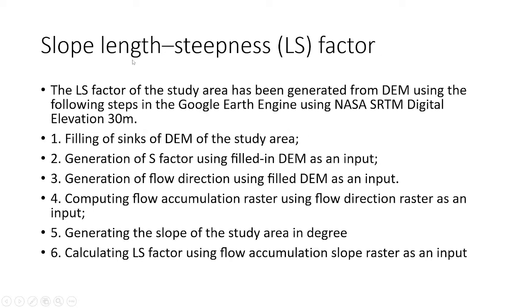Also, the slope length and steepness is called the LS factor. So this time, the LS factor of the study area has been generated from the DEM data. The DEM data provides you the slope. Using the following steps in the Google Earth Engine platform with the NASA SRTM data, we can easily get the slope. First, filling the sinks of the DEM of the study area, generation of the S factor using the filled DEM, and generation of the flow direction using the DEM. From the DEM we can easily get the flow direction, which way the water will flow. Then computing the flow accumulation raster using the flow direction raster, and calculating the LS factor using the flow accumulation and slope rasters as input.